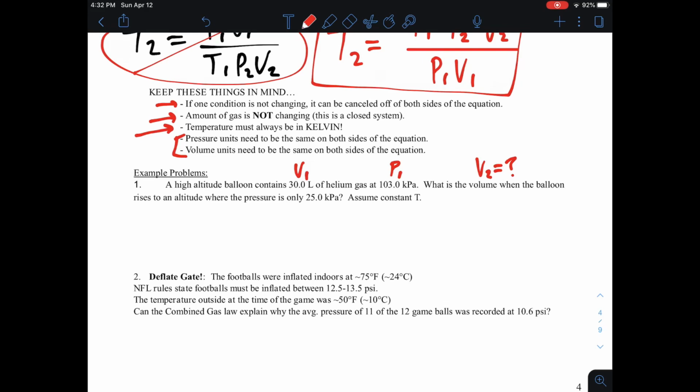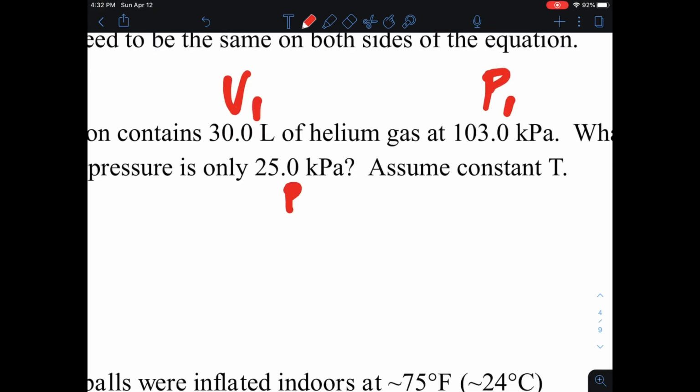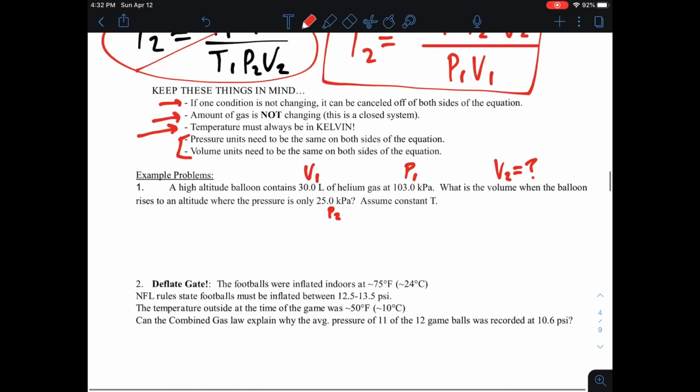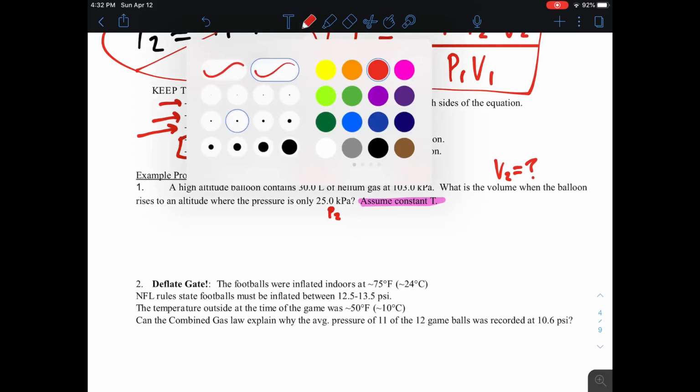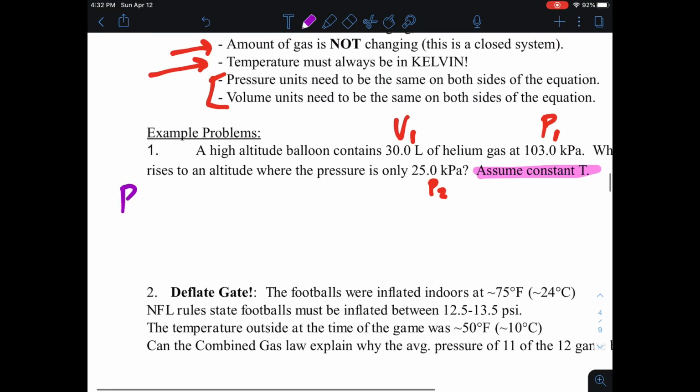When the balloon rises to a high altitude and the new pressure is 25.0 kilopascals, that would be a new pressure. Call it P2. Also, take note that we're assuming that temperature is constant. All right, now that we have everything labeled, let's start with the equation that is going to get us our answer, the combined gas law.